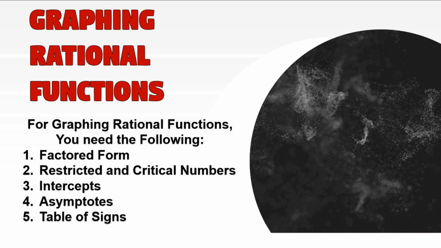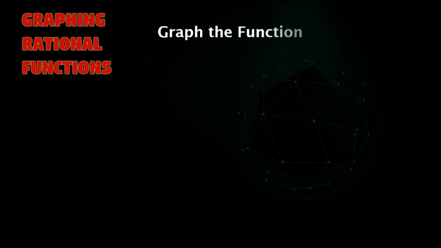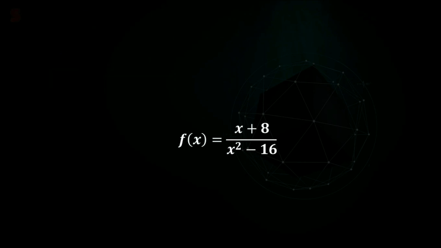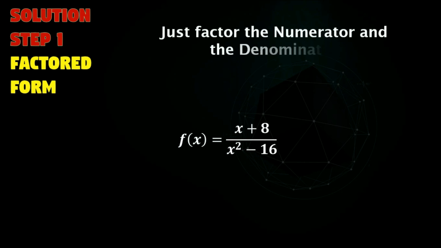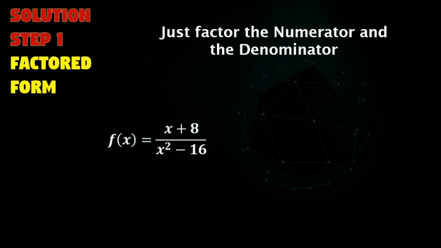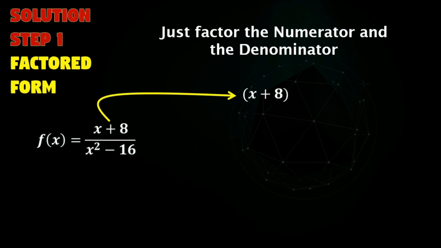Let's have now an example. We have here now f of x is equal to x plus 8 over x squared minus 16. For our first step, we need to transform this function into its factored form. To do this, just factor the numerator and the denominator. The numerator is already in simplest form, that is why it will be still x plus 8.